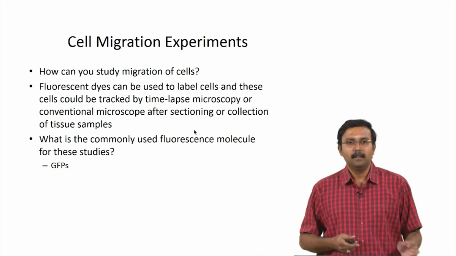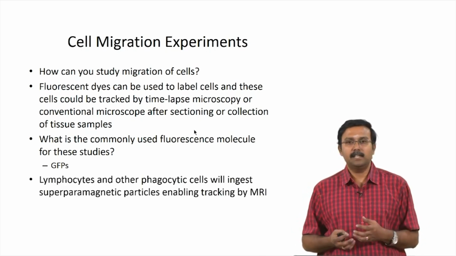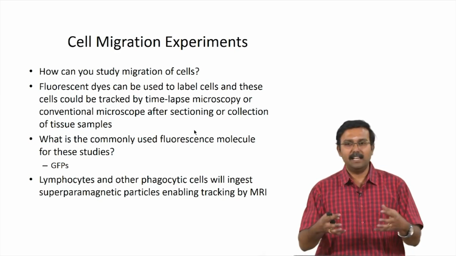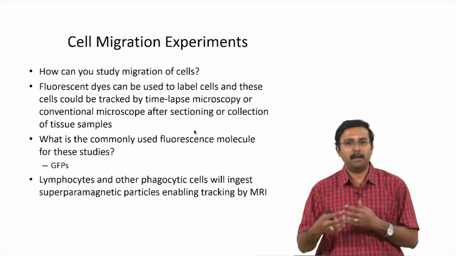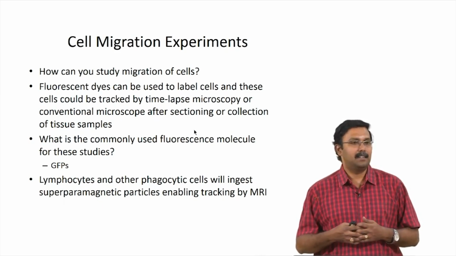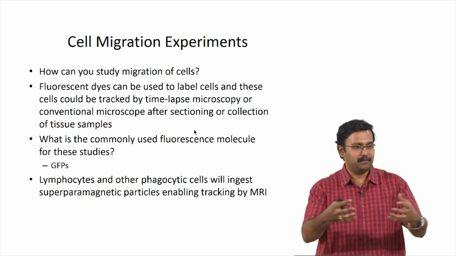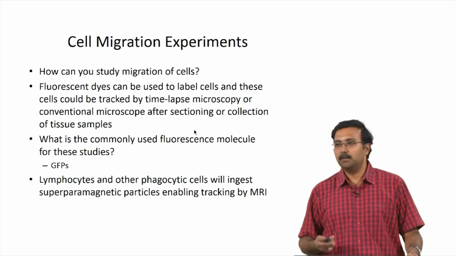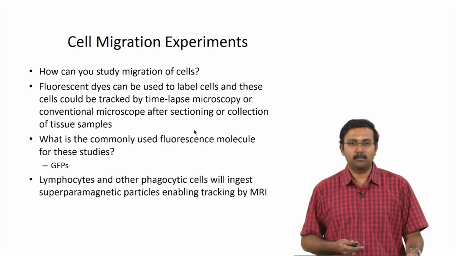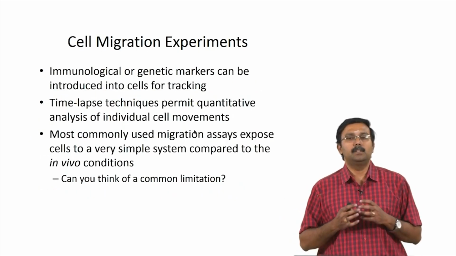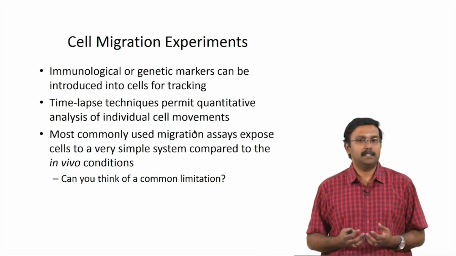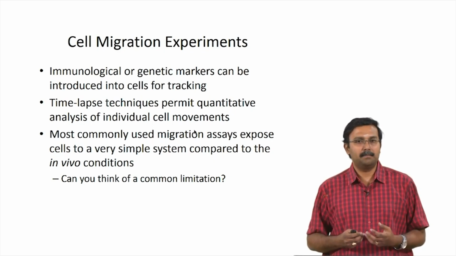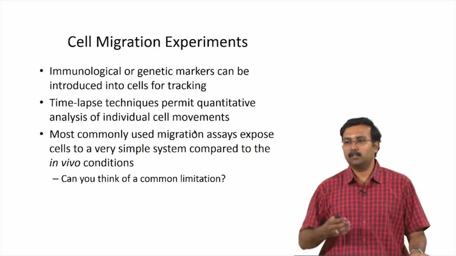Okay. So, lymphocytes and other phagocytic cells can also be tracked using MRI, because they will ingest these superparamagnetic particles, right. These are phagocytic cells, they gobble up stuff, right. So, if you put a nanoparticle there, it will eat it up, and you can track them using MRI or other microscopy techniques. So, when you are talking about cell migration experiments, what you look at is to introduce some kind of genetic markers to the cells that can actually be tracked.